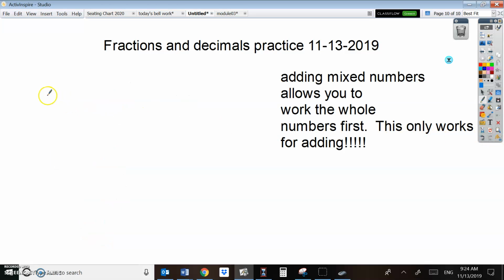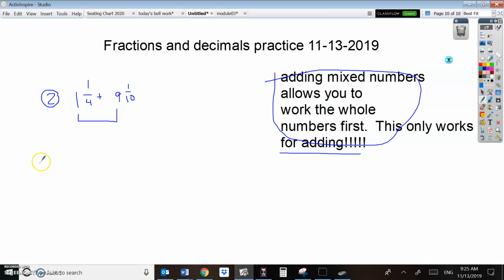Problem 2. 1 1/4 plus 9 1/10. So adding mixed numbers allows you to work the whole numbers first, but it only works for adding. So let's combine these two. That's 10. And then we need to combine 1/4 and 1/10.